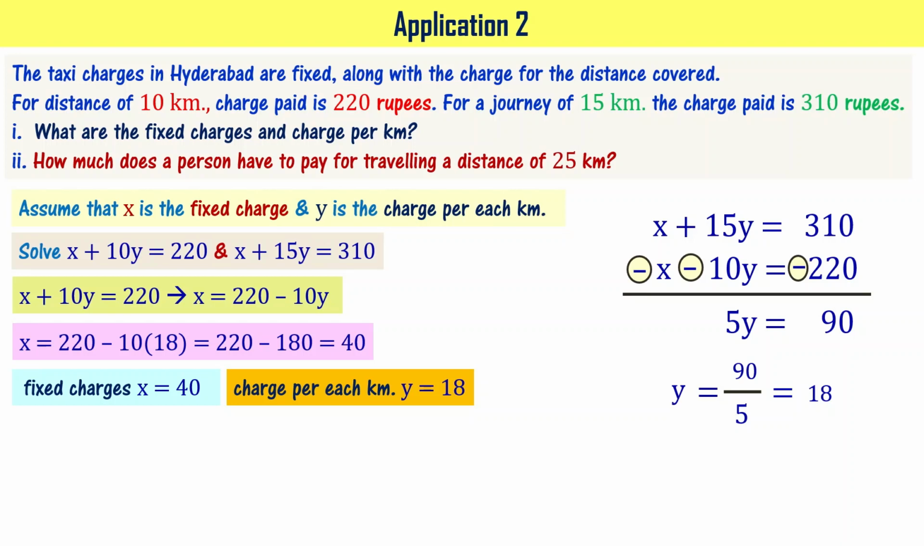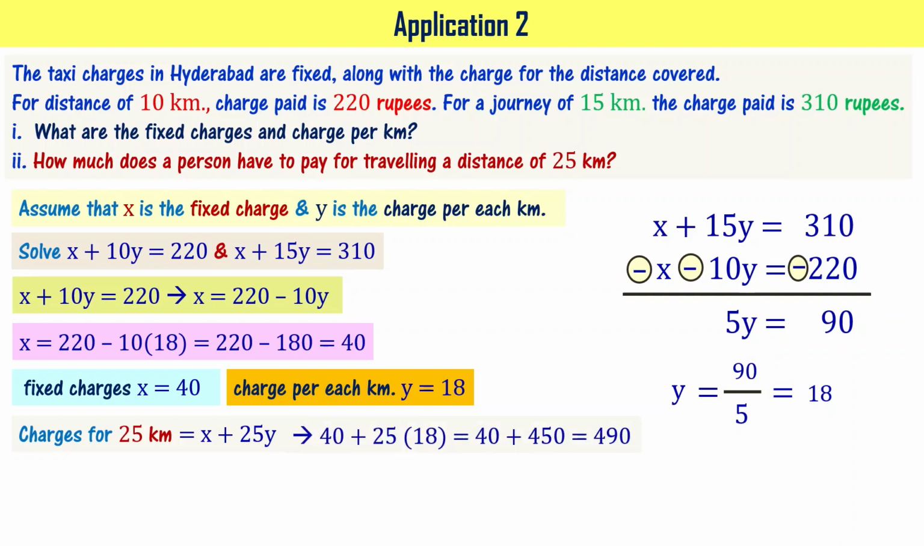The second part is how much does a person have to pay for traveling a distance of 25 kilometers, right? The charges for a distance of 25 kilometers can be written as x plus 25y, right? Now let's substitute x equal to 40 and y equal to 18 into this equation and simplify it so that you get the answer 490. It means the charges for 25 kilometers is 490 rupees, or 490 rupees a person has to pay for traveling a distance of 25 kilometers, right?